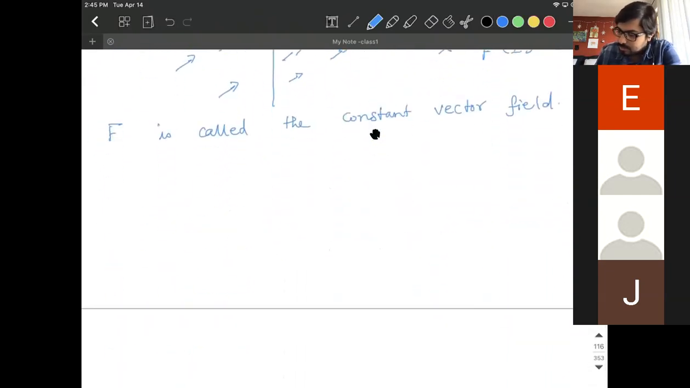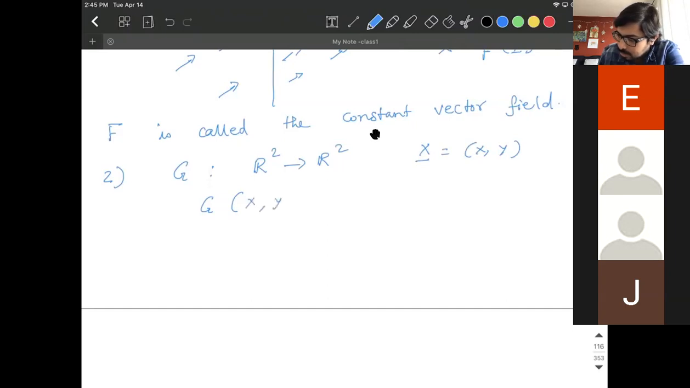Number two, now let's get to slightly more complicated things. So define this vector field R^2 to R^2 once again. G of, so let any vector x have the coordinates (x, y). So G of (x, y) is given by (y, -x). Okay, so this is my function.